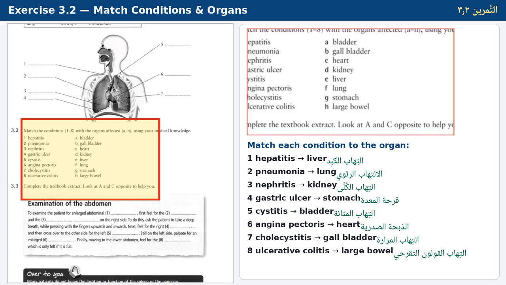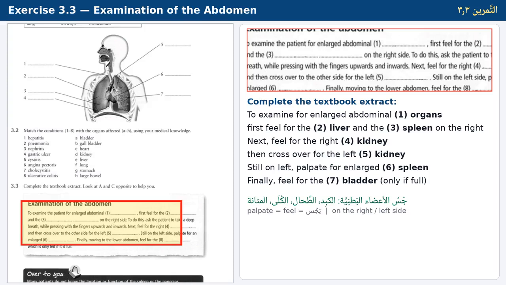Notice how many disease names end in itis. That suffix means inflammation. Hepatitis is inflammation of the liver. Nephritis is inflammation of the kidney, and so on. Exercise 3.3. Complete the textbook extract about examination of the abdomen. The text describes how a doctor examines the abdomen by feeling or palpating the organs.